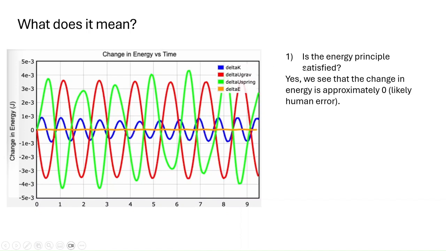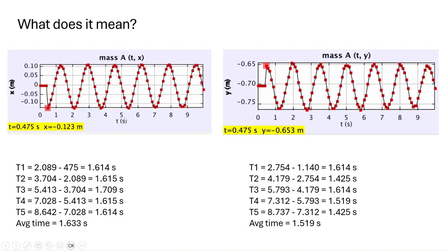So what does it mean? Is the energy principle satisfied? We can see according to this graph that yes. We can see that the change in energy is approximately zero, and as I said before, it is possibly due to human error that it might have deviated a little bit.